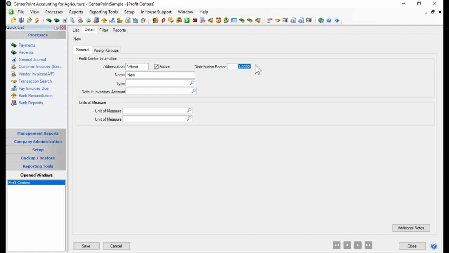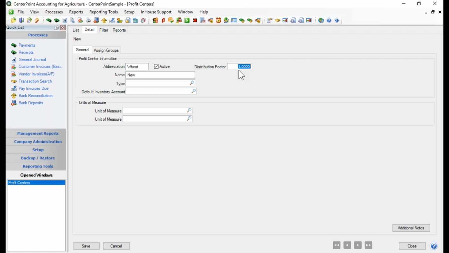Okay, so for right now, with the distribution factor being 1, 10 acres of corn is treated the same way as 10 acres of soybeans. Okay, 10 acres of wheat is treated the same way as 10 acres of corn. Okay, if I were to change this distribution factor to something other than 1, I would be altering or changing the weighting of that distribution.